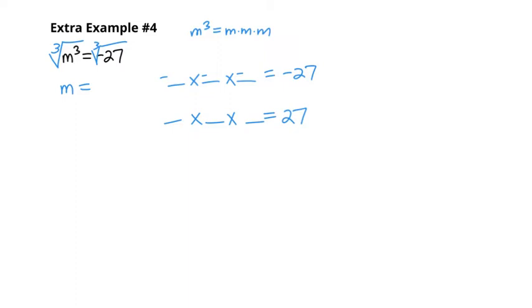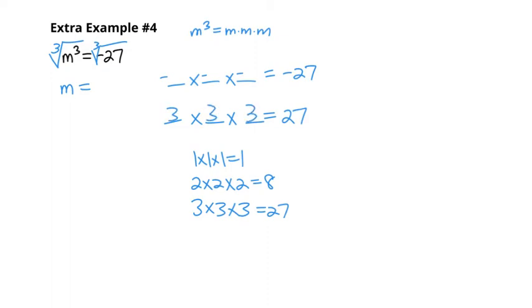So this is one that I told you to know. If you're unsure, you can always guess and check. 1 times 1 times 1 is 1, so it's not 1. 2 times 2 is 4, times a third 2 is 8. So don't go guessing huge numbers here. This grows very fast since you're doing it 3 times. So 3 times 3 times 3. 3 times 3 is 9, times a third 3, that's 27. So since 3 times 3 times 3 is a positive 27, a negative 3 times a negative 3 times a negative 3 is negative 27. So our answer here is just negative 3.